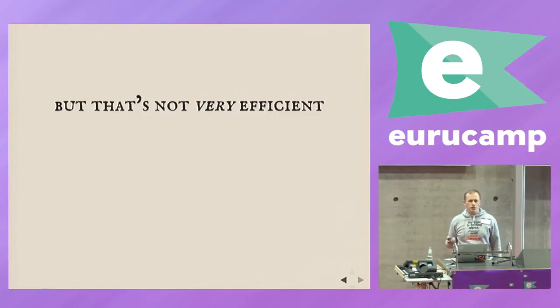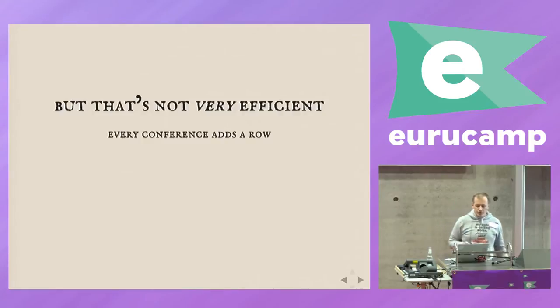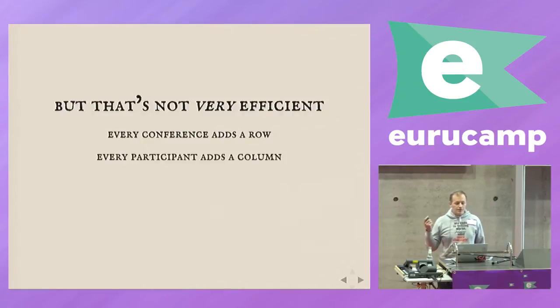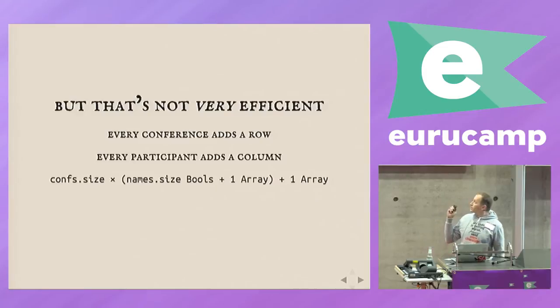Okay, but it's not super efficient. If we had very many participants, which we want to do at every conference, then every conference adds a row to this matrix and every participant adds a column. So this is the number of bytes, or actually objects, that we will create in Ruby.